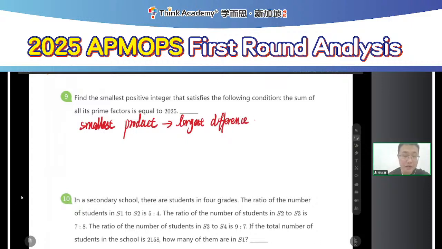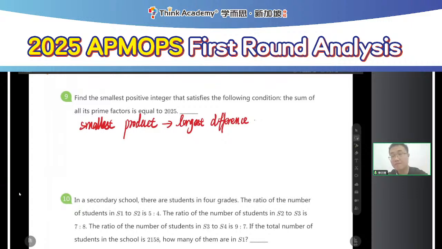And so we want to find the largest difference, which means the large number should be as large as possible. So now, what is the largest prime number close to 2025? It's 2017. So anyone knows that 2017 is a prime number. If you were born in 2016 or 2017, maybe if you take the test at that age, you would obviously know that 2017 is a prime number. But not everyone knows 2017 is a prime number. But if you don't, you can just try it.